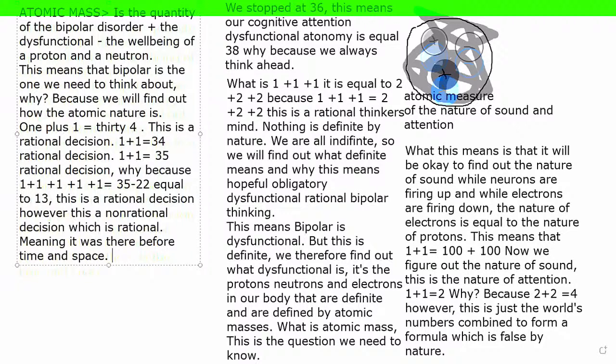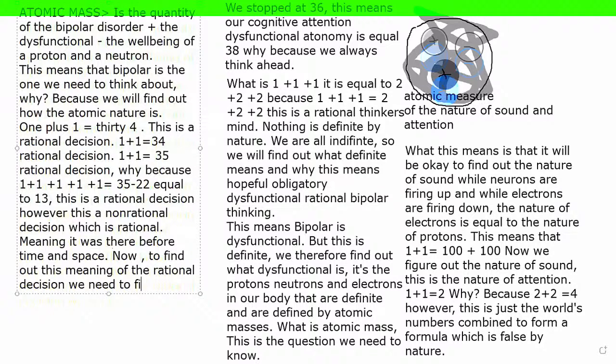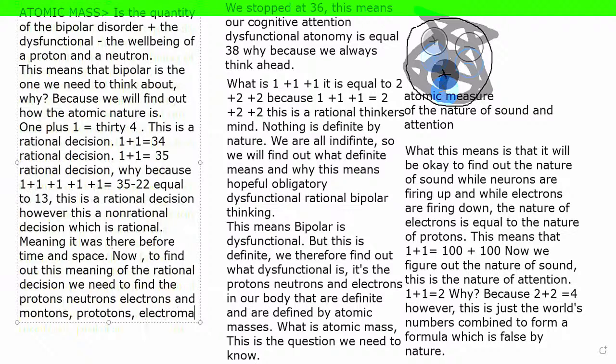I have to say this every time I learn something new, and it's called Allahumma salli ala Muhammadin wa ali Muhammad, or we say, in God we trust. Now, to find out the meaning of this rational decision, we need to find the protons, neutrons, electrons, and monotons, protons, electromagnificentons, or tonic, or tons.